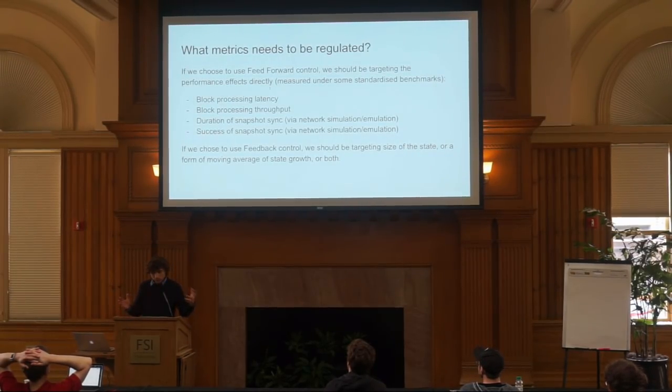So first of all, if we think about both feedback control or feed-forward control, what we need to think about is what is our input and what is our output? What do we want to regulate? In our case, do we want to regulate the actual state size, or do we want to regulate the rate of growth? They could come up with two different mechanisms.